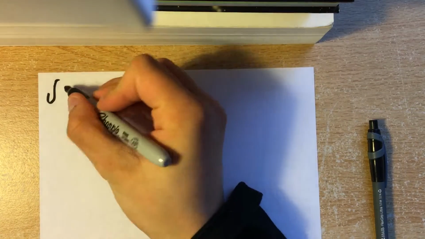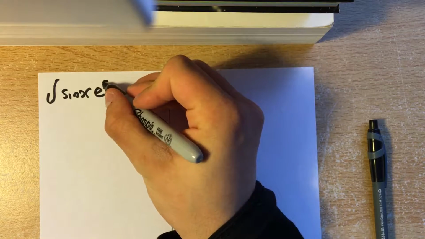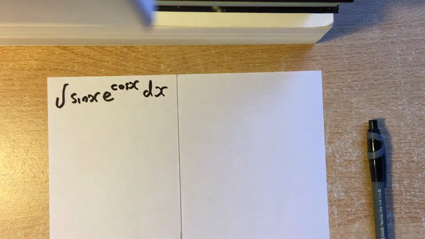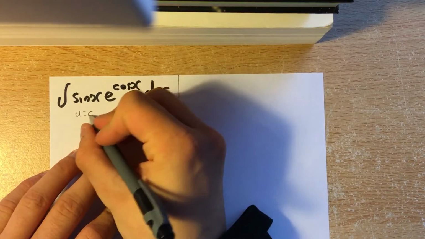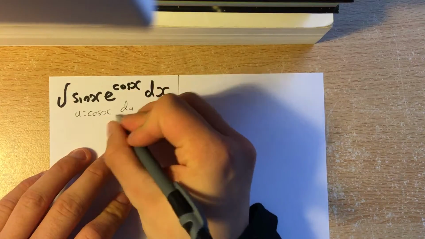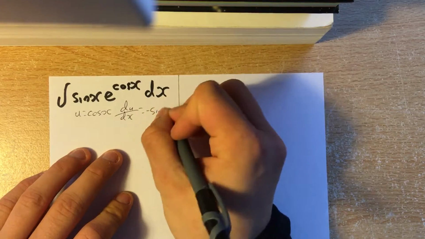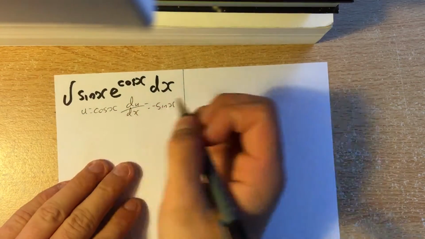So let's say we have the integral of sine x multiplied by e to the power of cosine x with respect to dx. What can we choose as our u value? If we differentiate it, the derivative is already in the integral. Well, we can use cosine x because the derivative of cosine x is negative sine x, and we have a sine x in the integral, which means we'll be able to cancel.